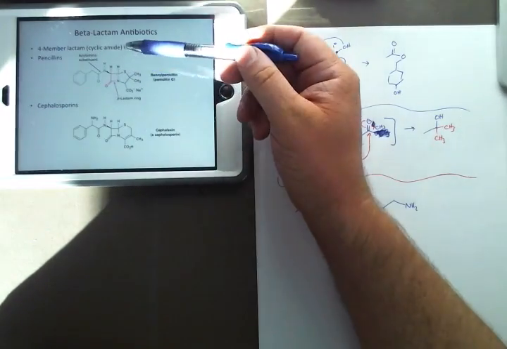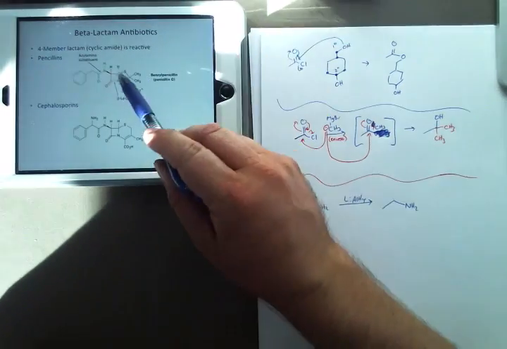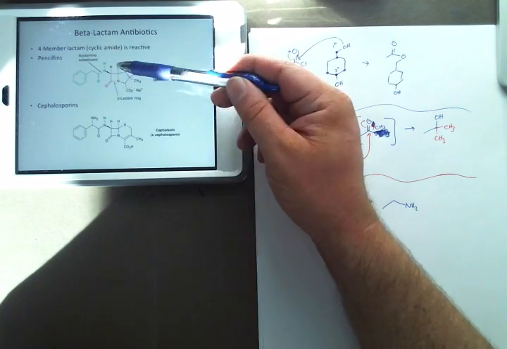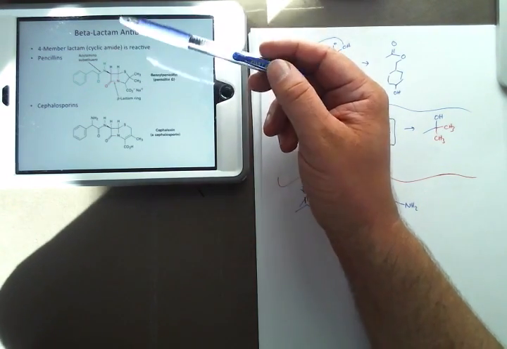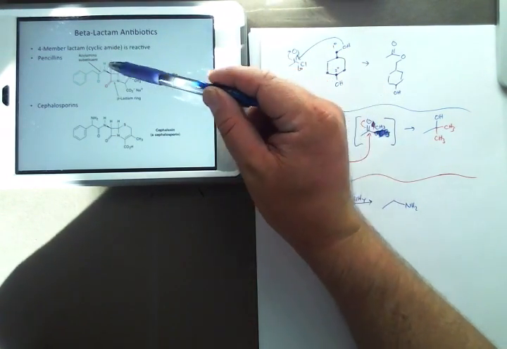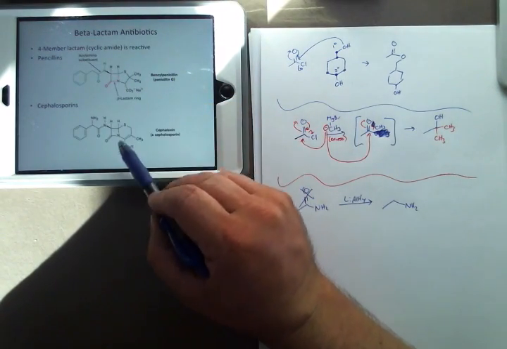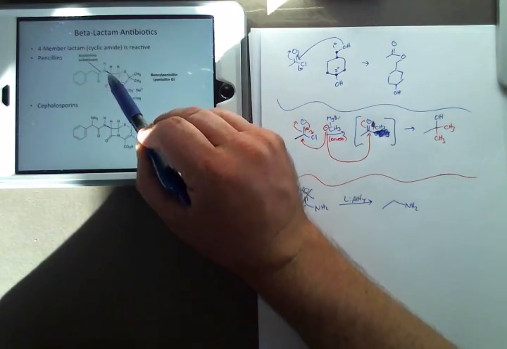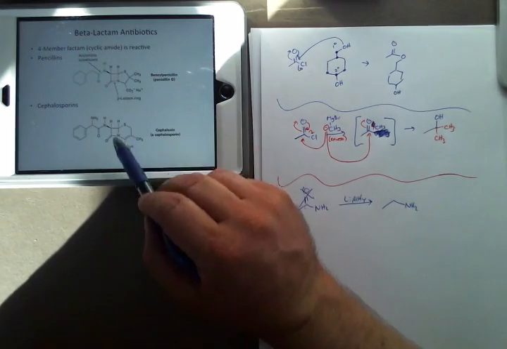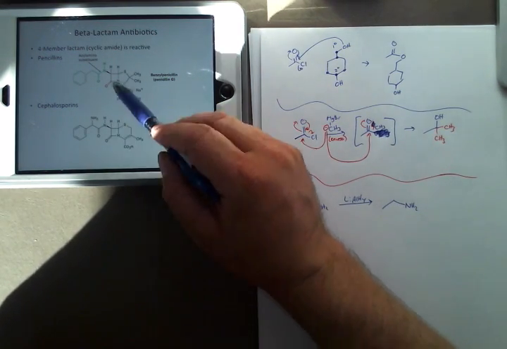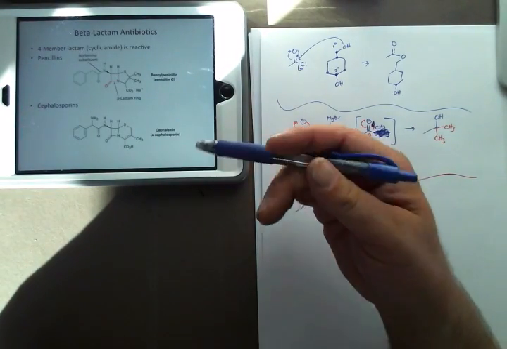One thing you want to know: we talked about lactams. One of the more important classes of antibiotics is these beta-lactams. These are the first really important antibacterials. The penicillins and cephalosporins both have this cyclic lactam here. It's a 4-membered ring lactam. This makes these incredibly energetic and unstable. And the fact that they're unstable means that they're reactive.